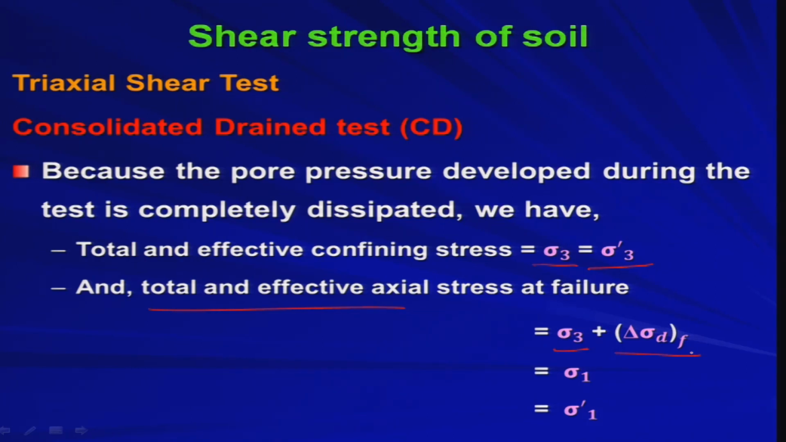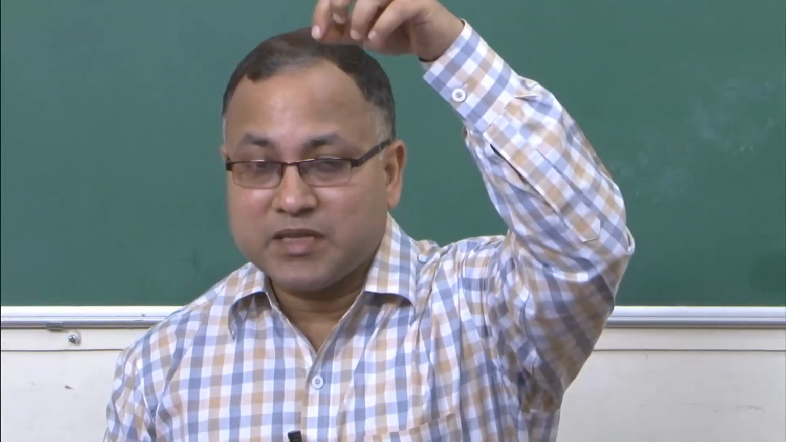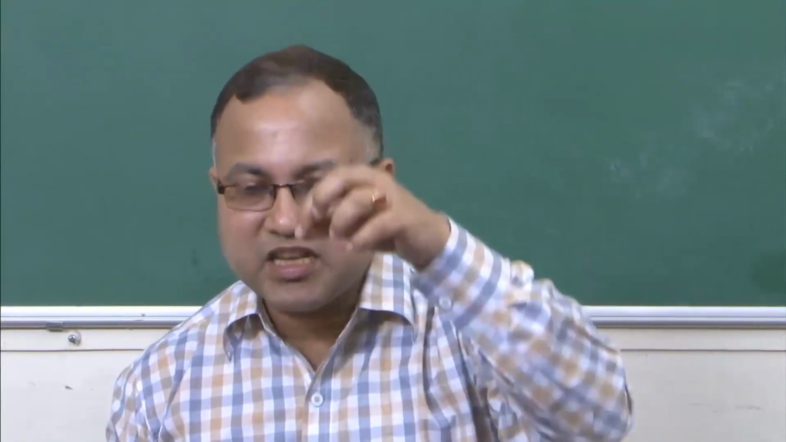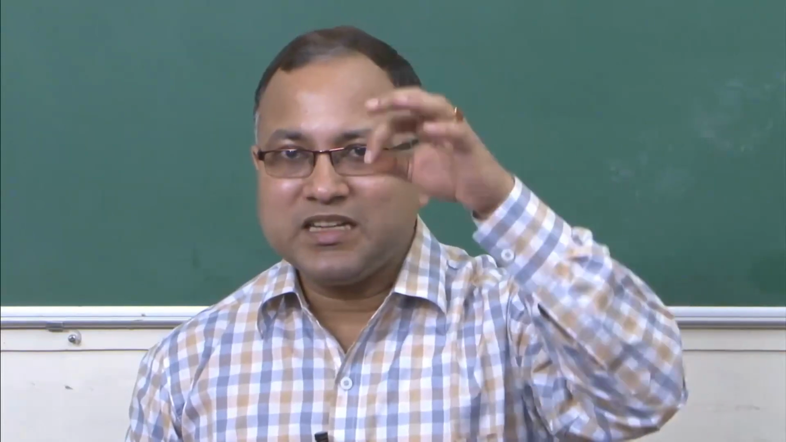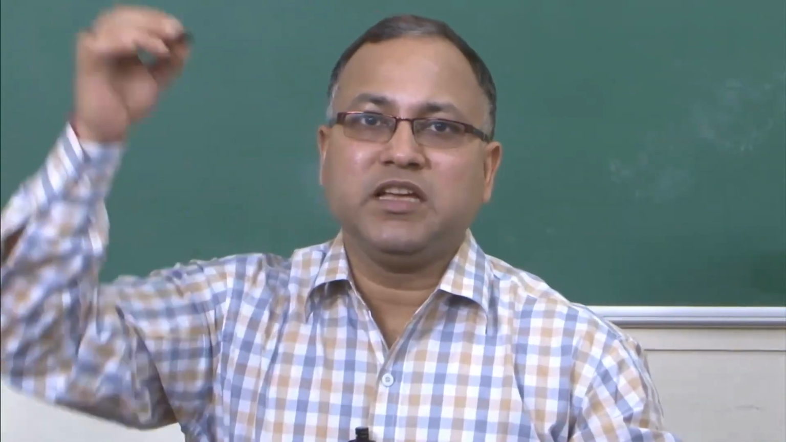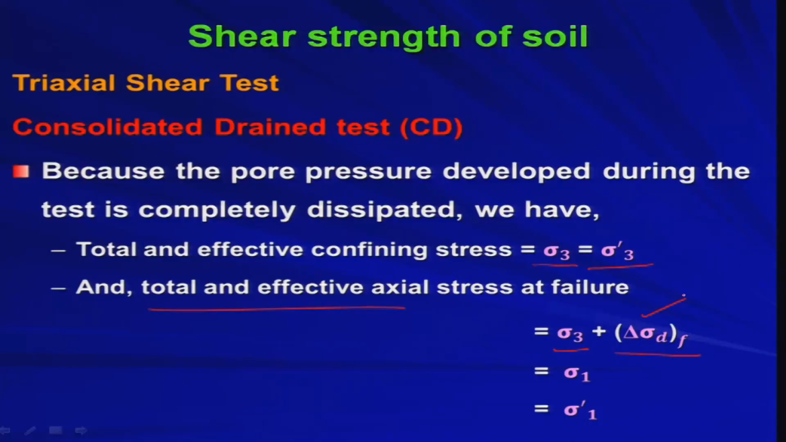As you are applying the deviatoric stress delta sigma d, you are initiating the shear failure. As you increase delta sigma d and reach the failure, at that time the delta sigma d is expressed as delta sigma d f. So, sigma 3 plus delta sigma d will be the axial stress, and that is nothing but sigma 1, because on the top plane you do not have any shear stress getting developed, right. So, that plane is another principal plane, and whatever normal stress is acting on that plane is nothing but the principal stress.